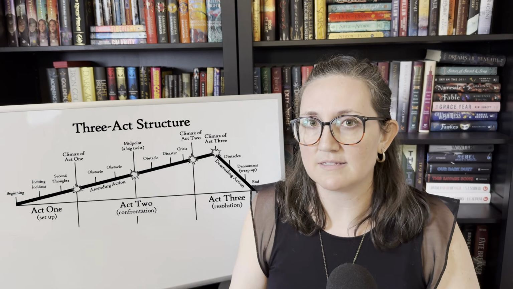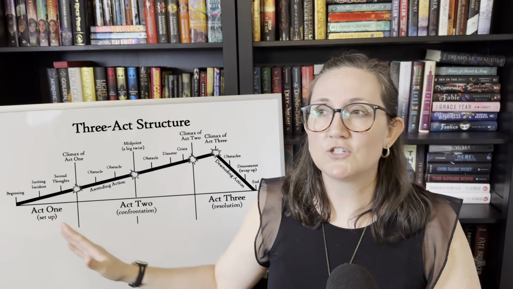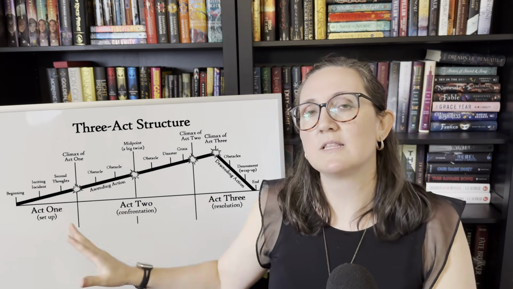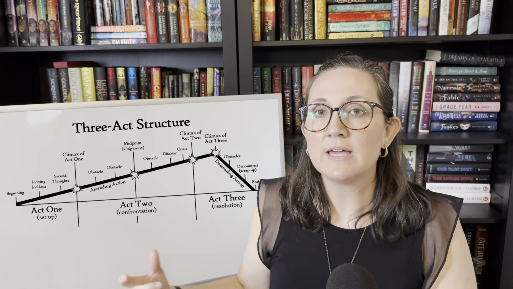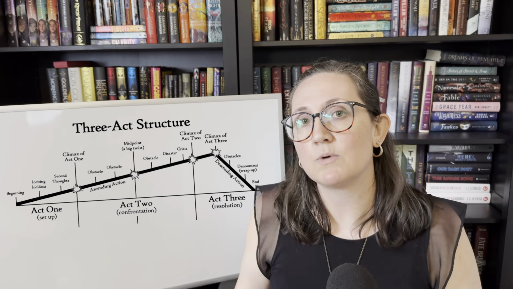That's our inciting incident. Then, as we move on to the next section, we're going to pass a few things, but you can see there's a line between Act 1 and Act 2, and that's what we call the doorway of no return.